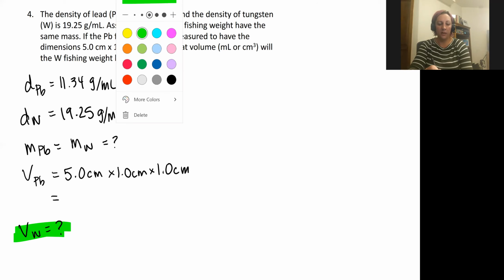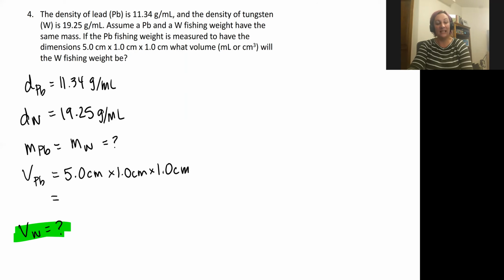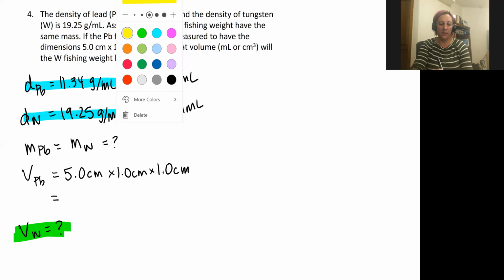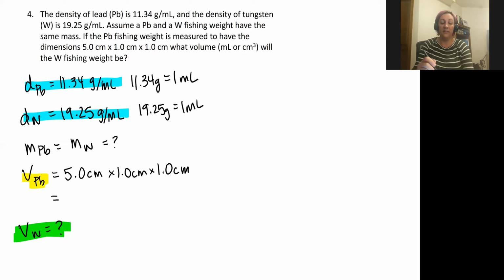However, I would argue that it's easiest to think of things like density as conversion factors because it has 2 units. I could actually rewrite this density as 11.34 grams equals 1 milliliter, and 19.25 grams equals 1 milliliter. So these are conversion factors. I don't know the mass, but my starting point then I think is going to be this volume of lead.